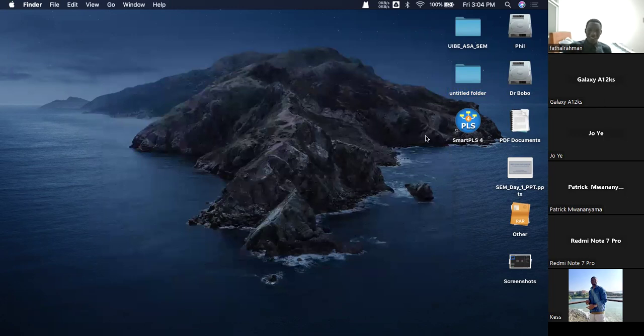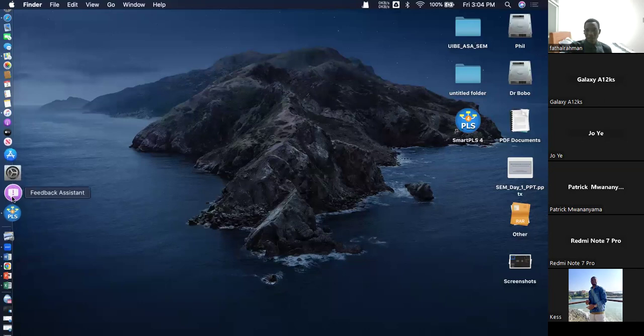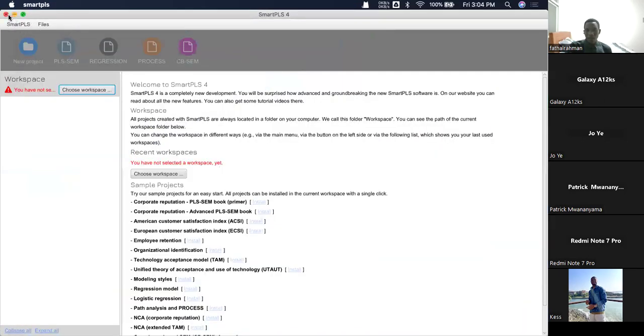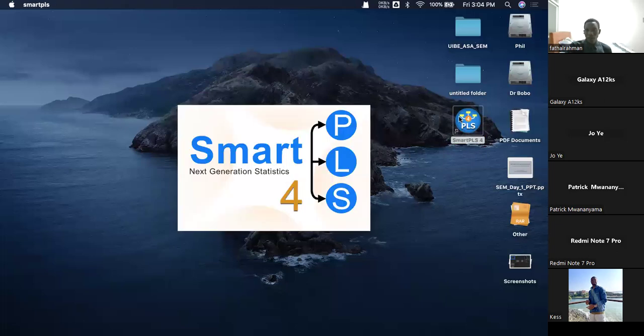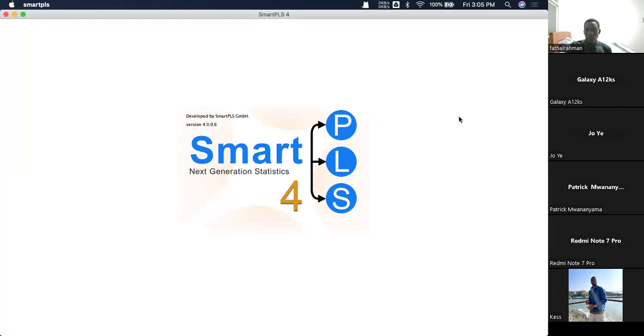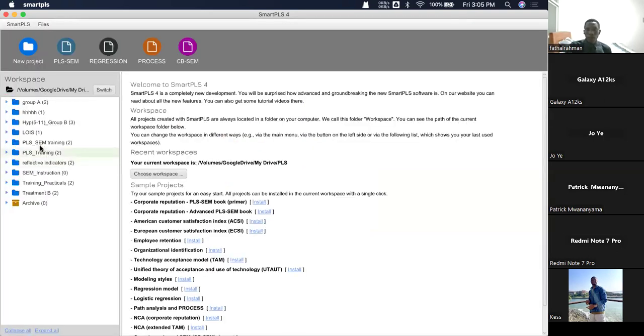Hey, it's like the screen becomes more responsive when I'm sharing. It's a struggle. Come, let me launch my PLS again. I don't know why it's freezing. Okay, I think I have this. Just want to make sure I have this.